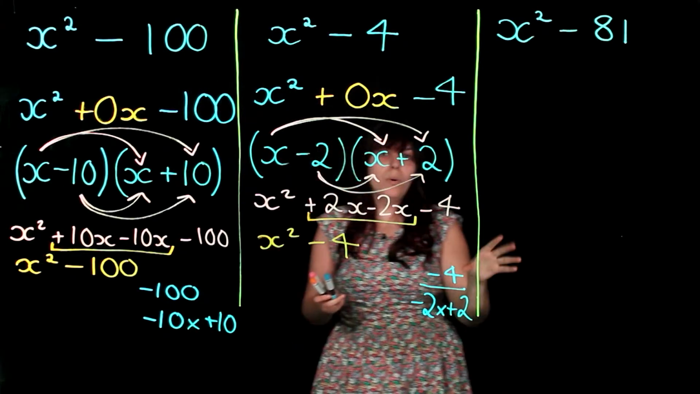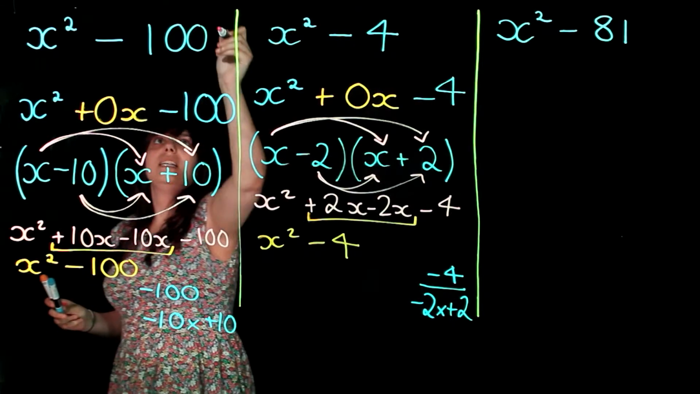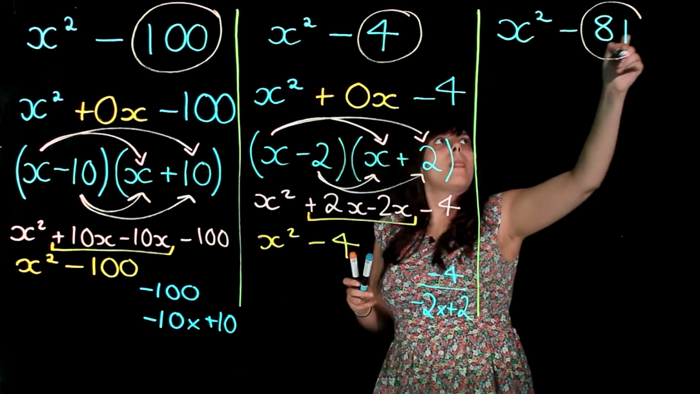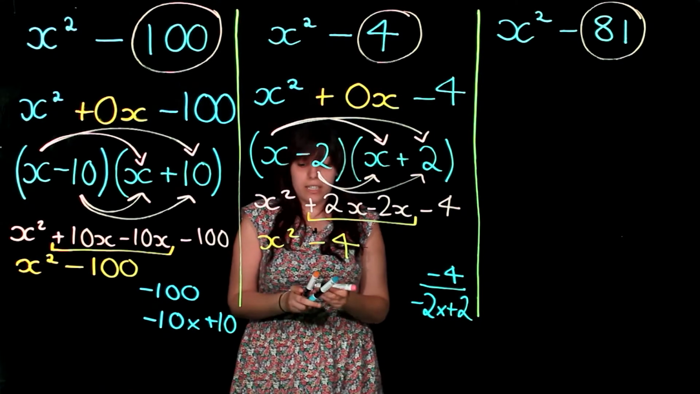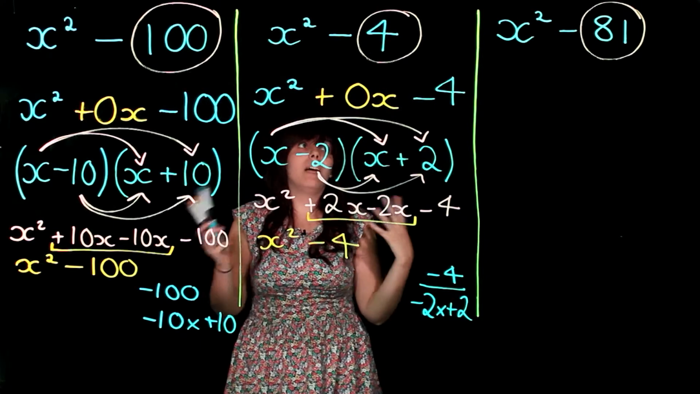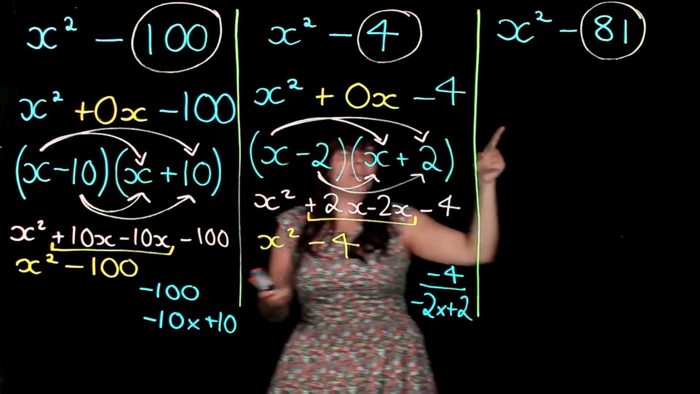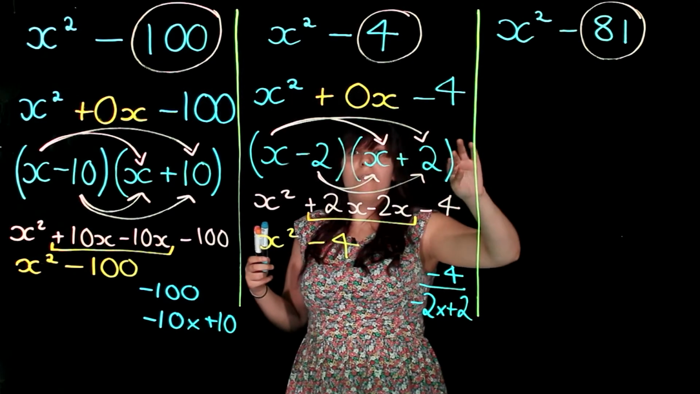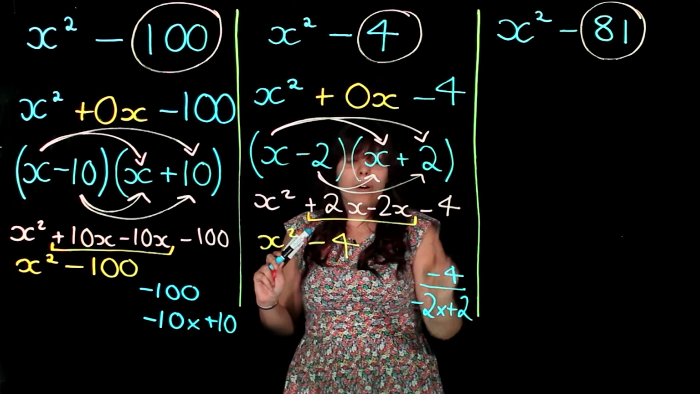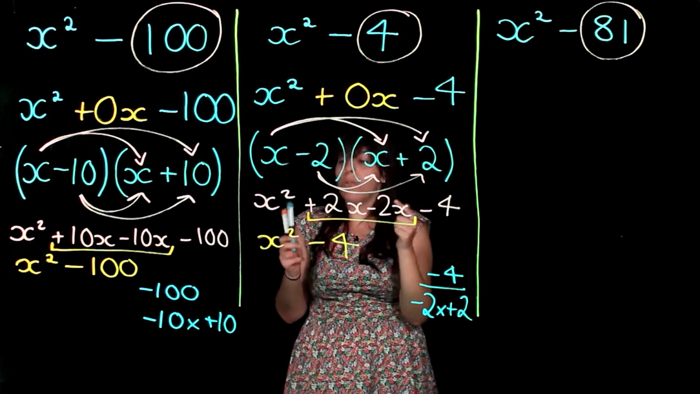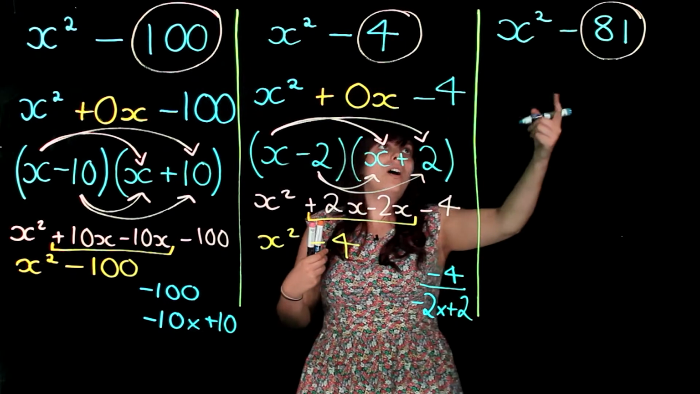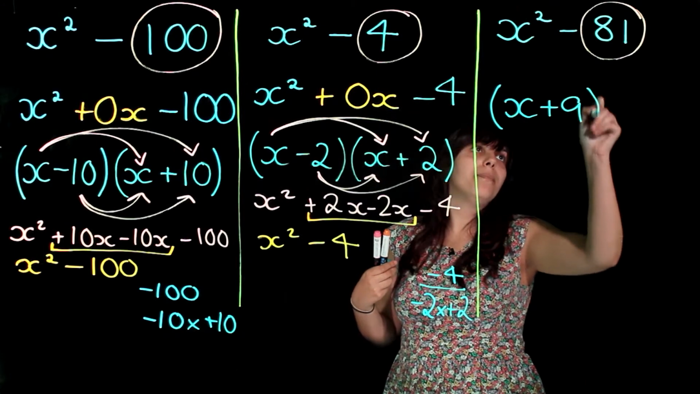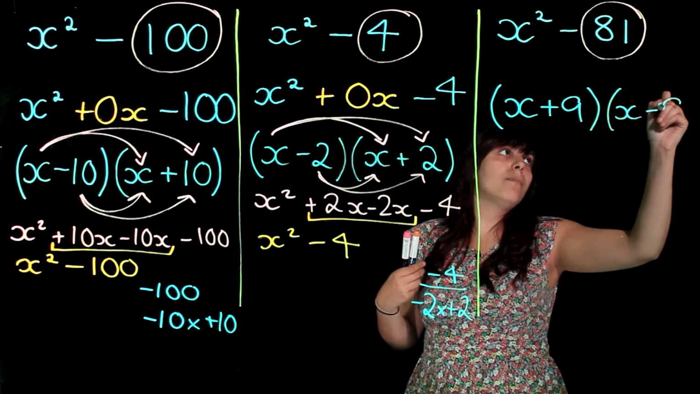Now, the really important thing to look at is these bits. We need to see if we can notice a difference between them all, or a similarity, sorry. These are all square numbers. And because they're square numbers, we can jump to our factorised version without having to worry about this. And we can just do it without thinking. So I know that this is simply going to be x plus 9, x minus 9.